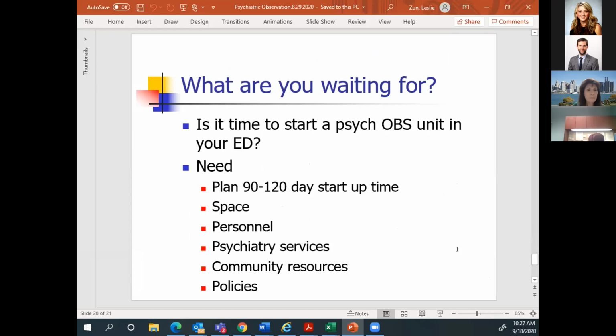So kind of lastly, what are you waiting for? Is it time to start a psych obs unit? You need some time. The shortest time I've seen is 9 days, but probably more like 6 months. You need space, you need to hire the personnel, you need to make sure you know what psychiatric services are available, what community resources are available, and develop your policies.